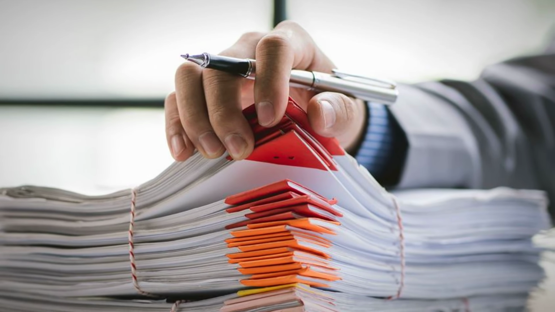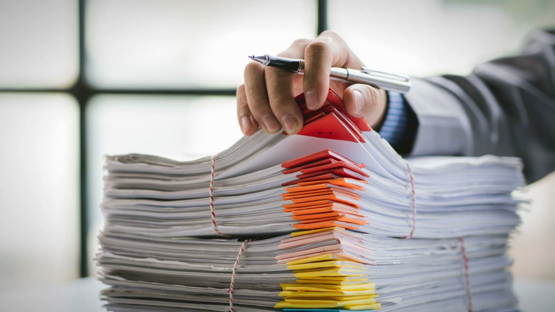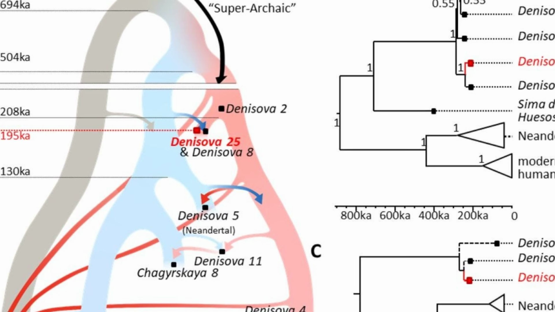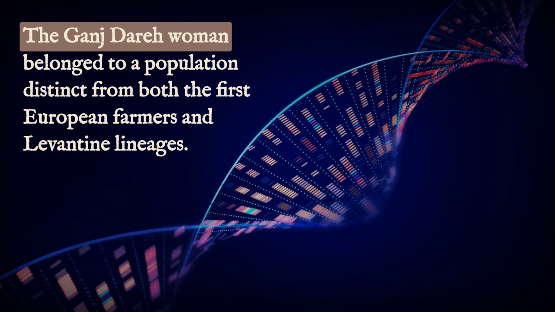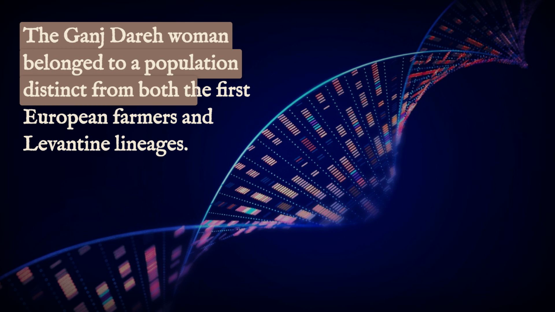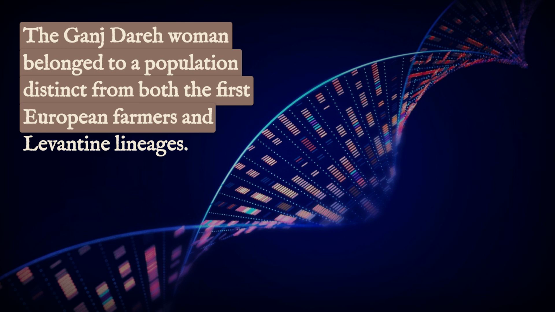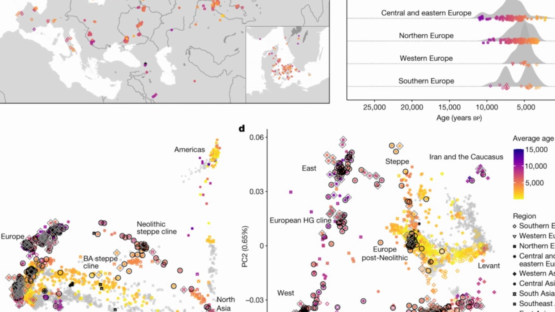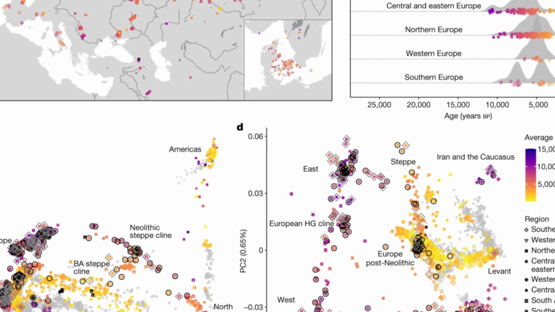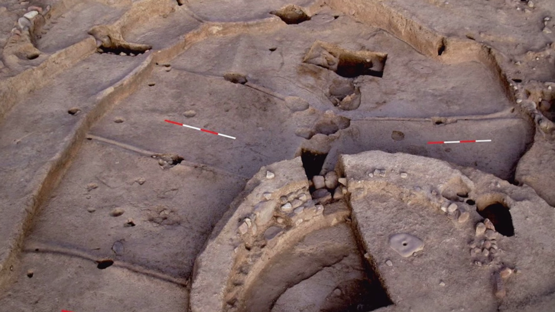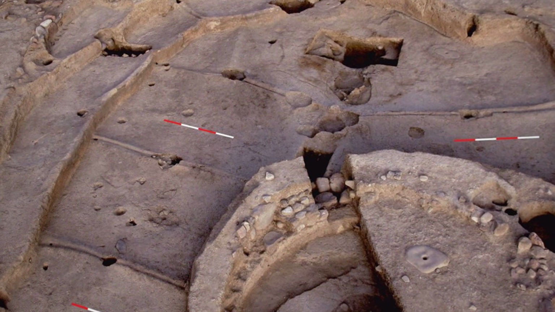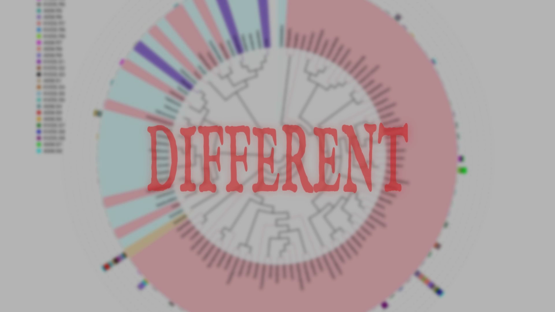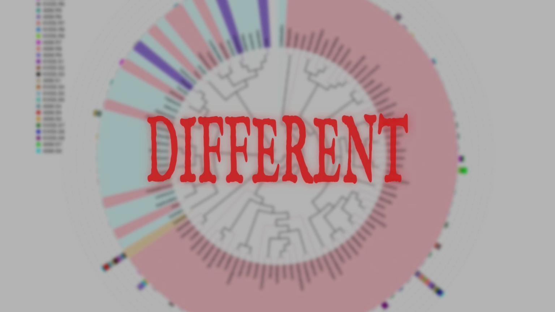When I first read that study, I expected it to confirm the single origin model. It did the opposite. The Ganj Dareh woman belonged to a population that was neither ancestral to the first European farmers, nor had contributed substantially to the ancestry of modern Europeans. She was not a branch of the Levantine family tree. She was from a different tree entirely.